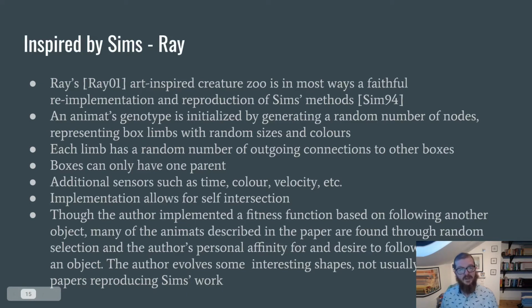The author implemented a fitness function based on following another object. Many of the animates described in the paper are found through random selection and the author's personal affinity for and desire to follow the fitness of an object. The author evolved some interesting shapes, not usually highlighted in papers reproducing Sims' work. An interesting note is that Ray chose MathEngine for physics integration and ended up with a common problem of numerical instabilities. The forces in the joint simply ended up becoming too big to keep the object together and would finally explode, causing the object to travel too far.